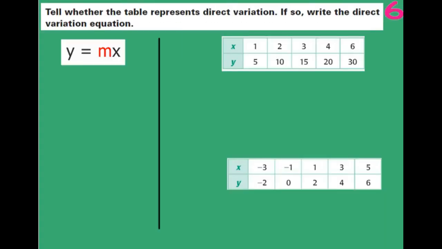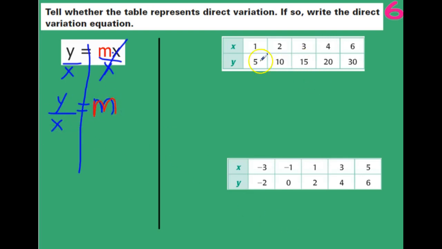Alright, next. It says, tell whether the table represents direct variation. If so, write the direct variation equation. So, we have this equation, y equals mx. We can actually solve this for m, our slope, to figure out what we can plug in. To move the x, the opposite of multiplying by x would be divide by x. X over x is just 1. So m is really our y value divided by our x value.